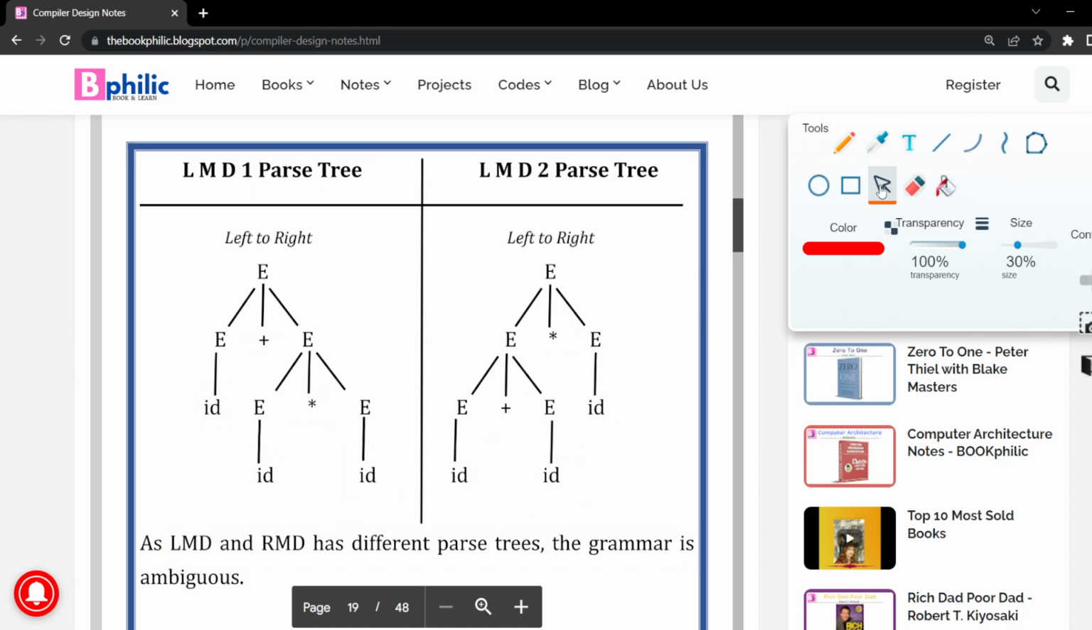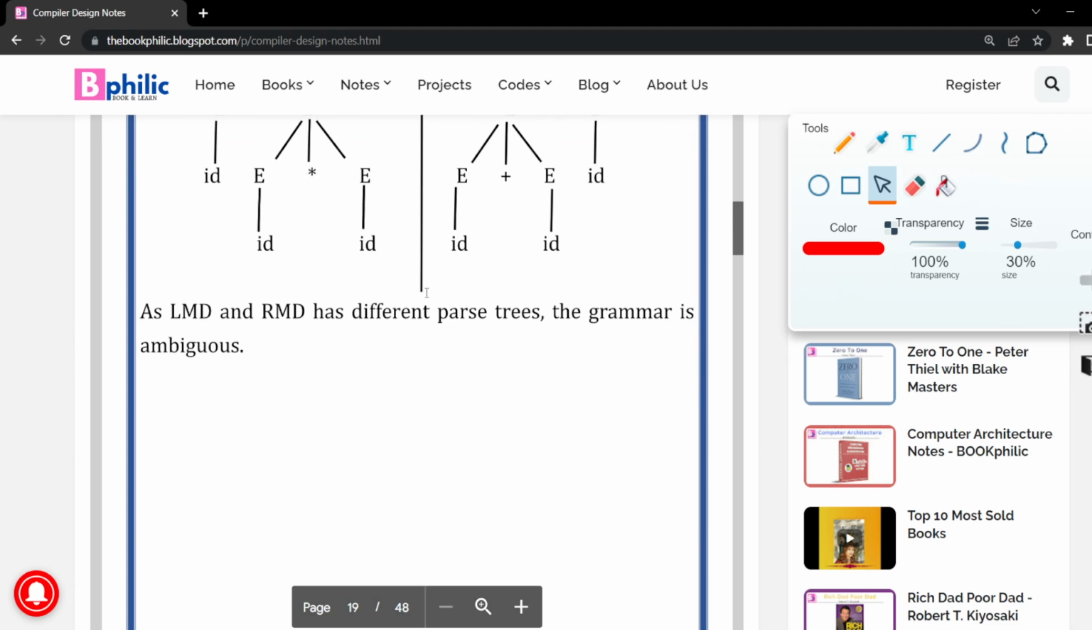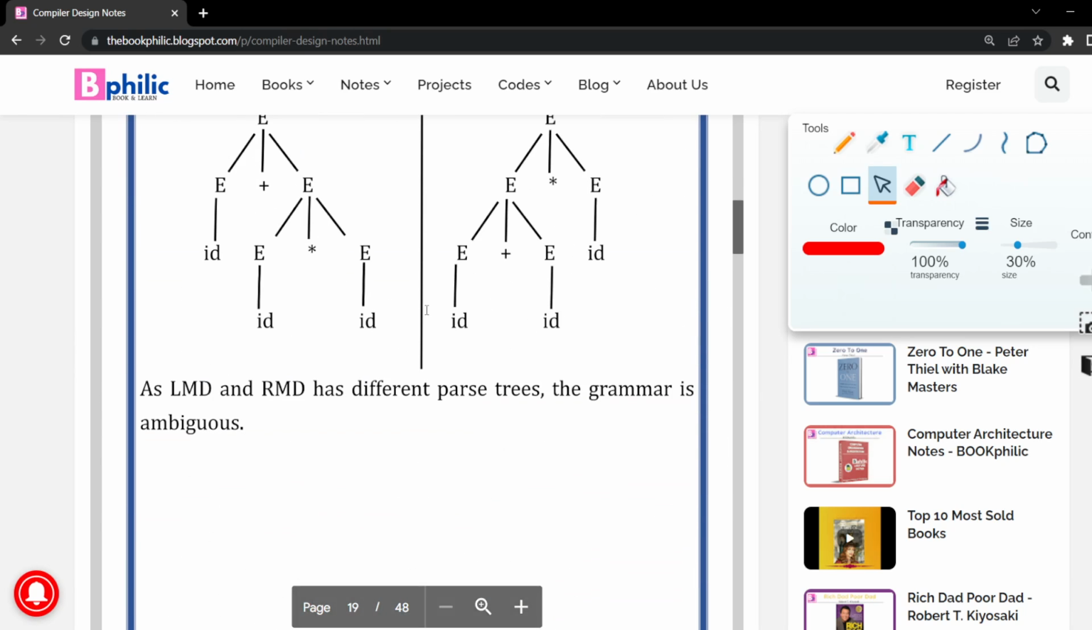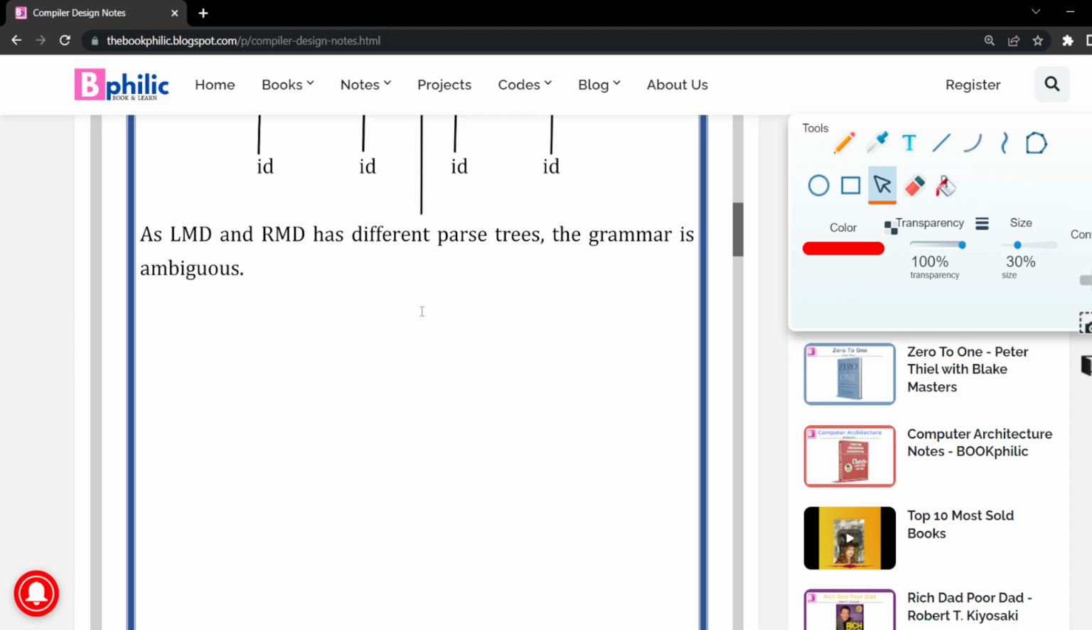So I hope you have understood what LMD1, LMD2, RMD1, RMD2 and a parse tree are. This is how we have proved that a grammar is ambiguous.